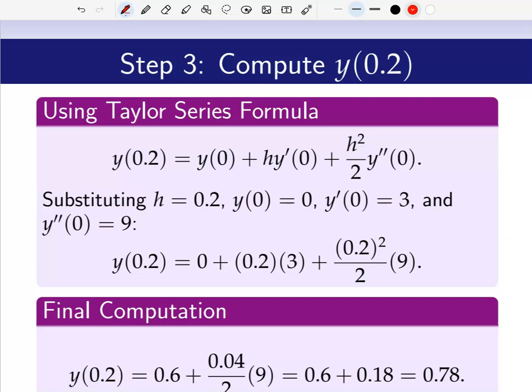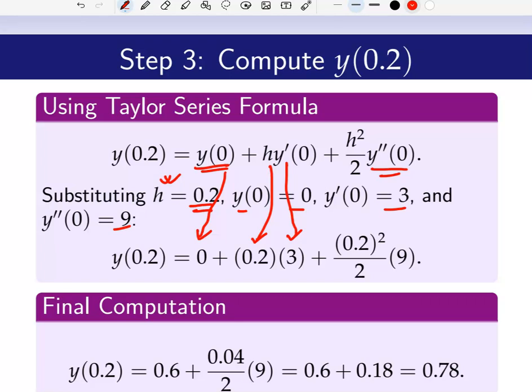So y(0.2) = y(0) + h y'(0) + h²/2 y''(0). Here h is 0.2. So if I take h = 0.2, then we plug in, and we know that y(0) = 0, y'(0) = 3, and y''(0) = 9. After plugging in all these values, y(0) is 0, then h is 0.2 times y'(0) which is 3, then h²/2, that is 0.2 squared by 2, times y''(0) which is 9. After plugging in, we can calculate the value.